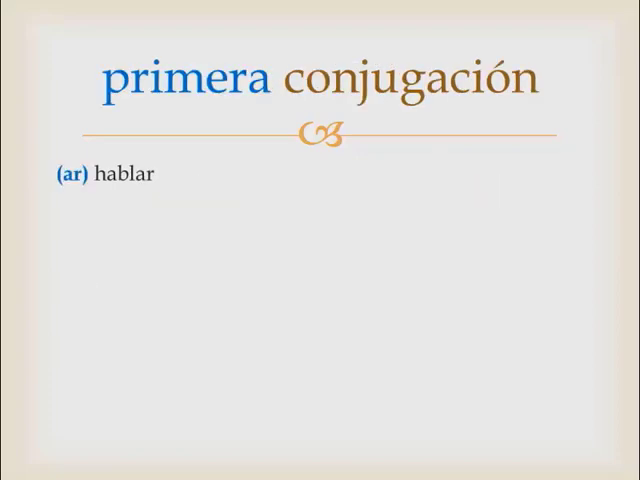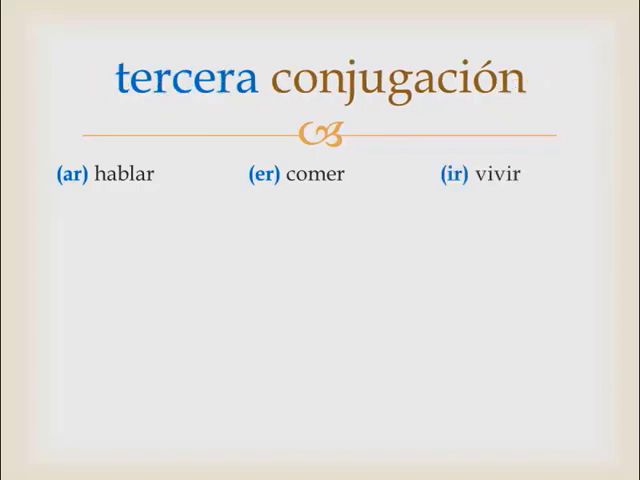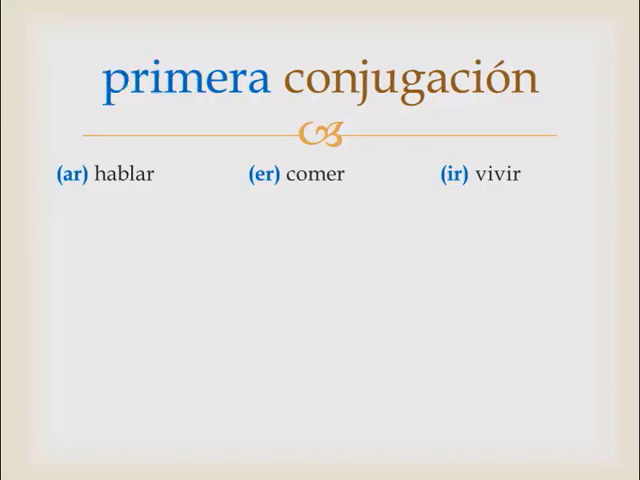Verbos en la primera conjugación terminan con AR. Ejemplos son hablar. Segunda conjugación, verbos con ER. Y la tercera conjugación, verbos con IR. Ejemplos de verbos en la primera conjugación: formar, pasar, tratar, resultar y causar.